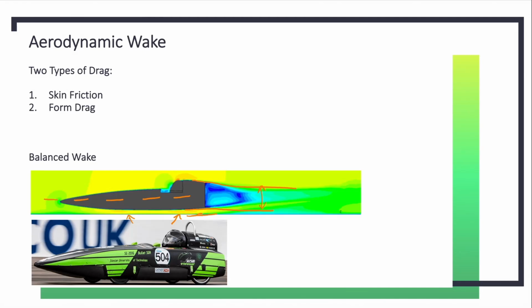By pushing the car lower to the ground, we accelerate that flow and we can make that wake much smaller, hence reducing the drag. And underneath is an image of this actual car that is run by Silesian University of Technology. So one of those problematic areas that I mentioned was the helmet.